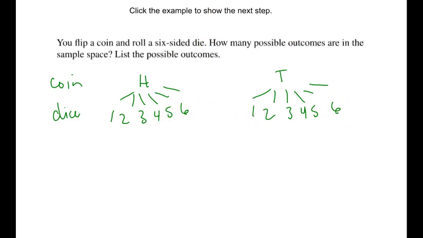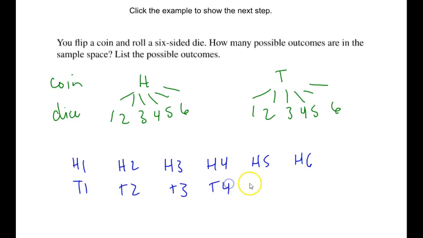So now I need to list them out. Right, and I'm going to use abbreviations because I don't really want to write down everything. So one of the possibilities was a heads and a 1. Another possibility was a heads and a 2. Then I've got a heads and a 3, a heads and a 4, a heads and a 5, a heads and a 6. Then I also have tails and a 1, tails and a 2, tails and a 3, tails and a 4, tails and a 5, tails and a 6.